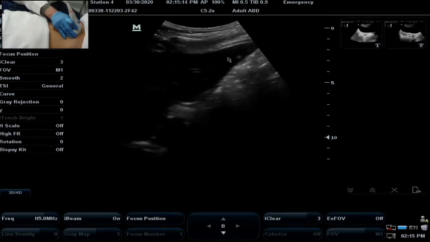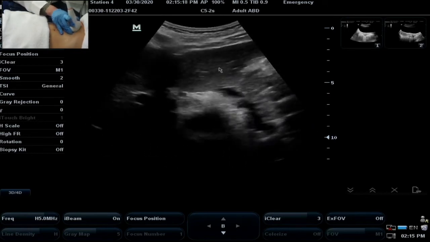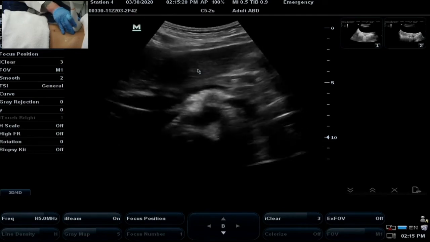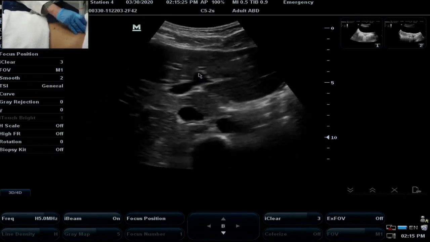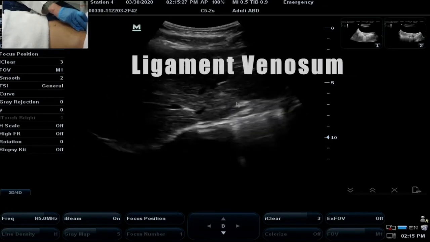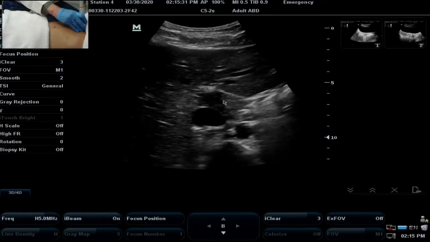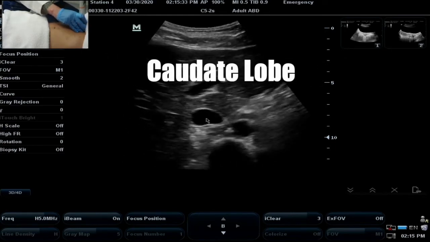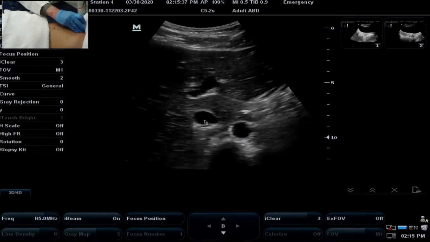Just this real nice long slender liver. And so here is left, all of left lobe. Breathe please, and breathe in again when you're able. And here we have ligamentum venosum and caudate lobe again, and here you can see that caudate lobe sitting anterior and a little bit to the left of the IVC.